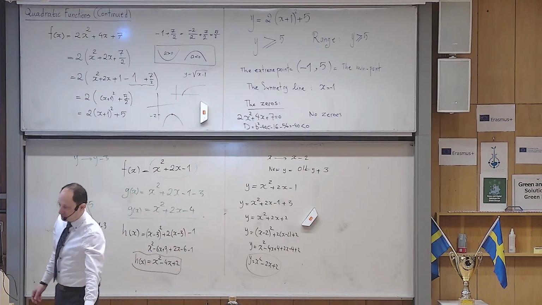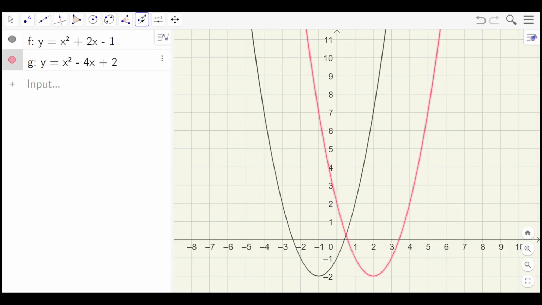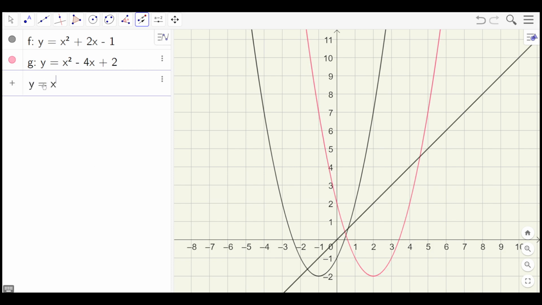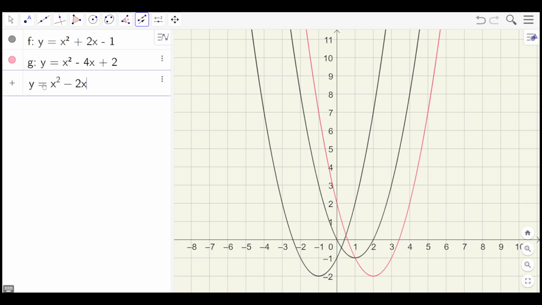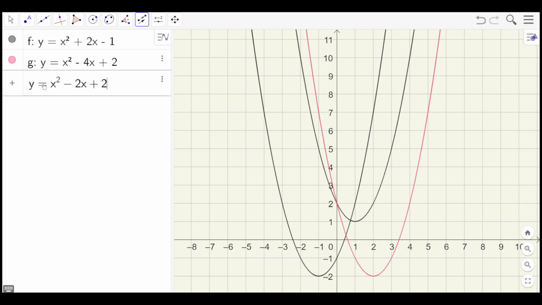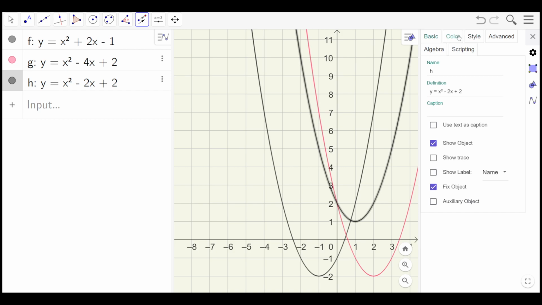So let us check it by GeoGebra as well. So I go and type this answer now in. So y is equal to x to the power of 2 minus 2x and then plus 2. So is that one exactly? Yes. Let me change the color.